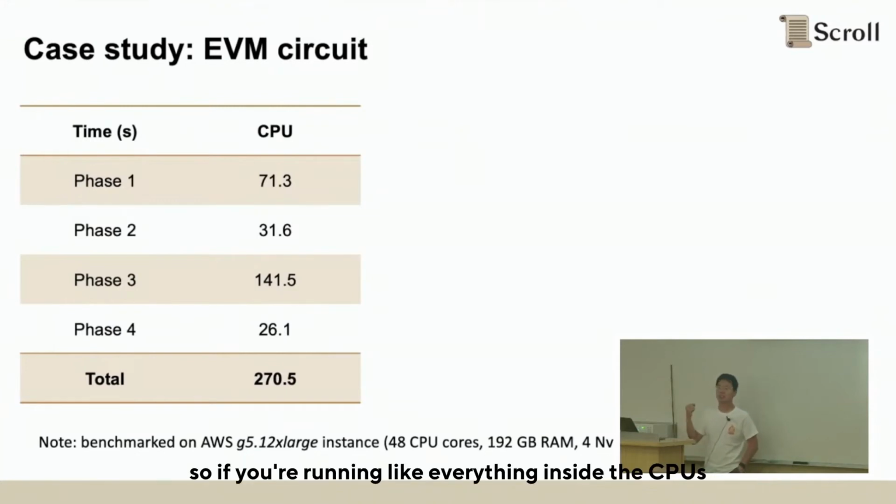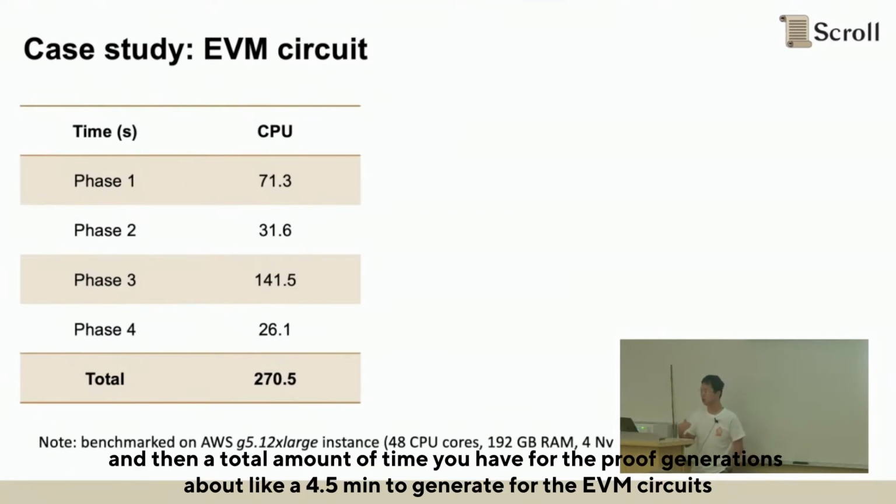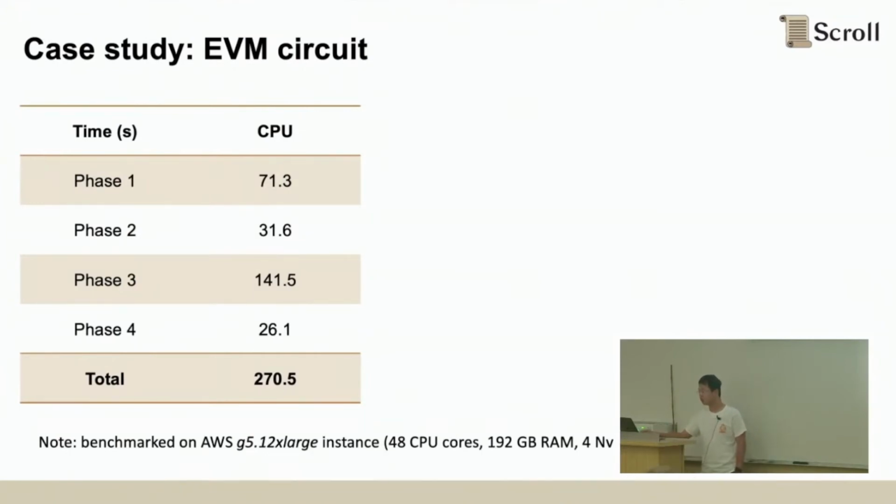If you're running everything inside the CPUs, that's the amount of time you need to spend in each phase, and the total amount of time for the proof generation is about 4.5 minutes to generate for the EVM circuits.